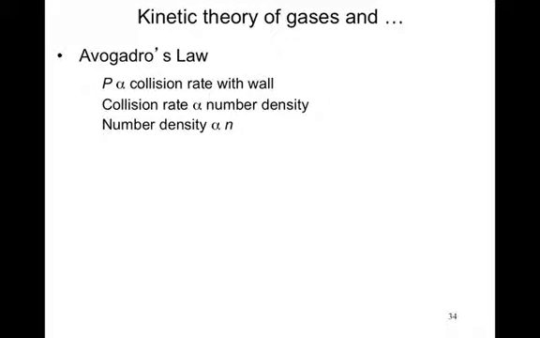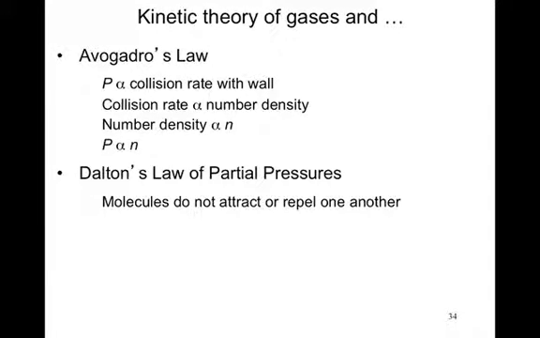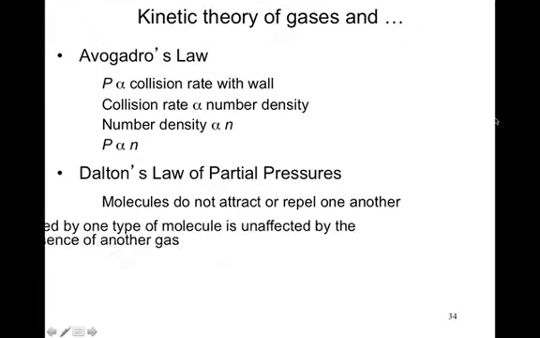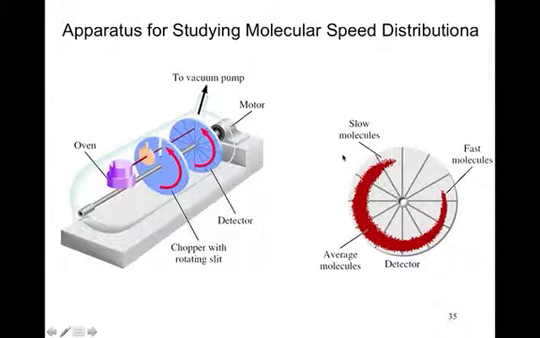The density is proportional to the moles of the gas, so pressure is proportional to the moles of a gas. Dalton's law of partial pressures says molecules don't attract or repel one another, so the pressure exerted by one type of molecule should be unaffected by the presence of another gas. So we can simply add the individual gases to get the total pressure of all of the gases.